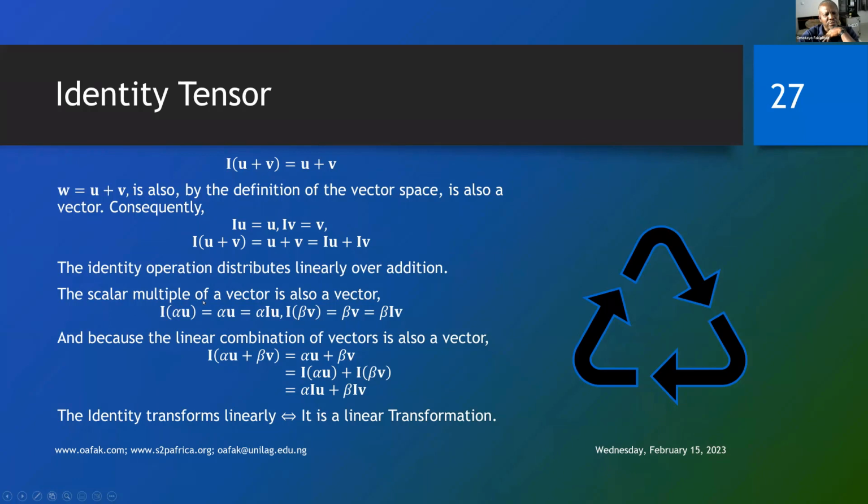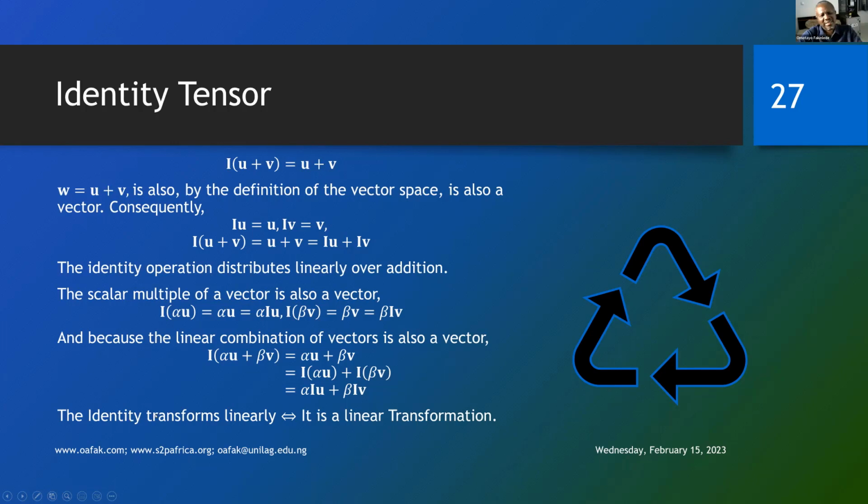The scalar multiple of a vector is also a vector. So I of alpha U is equal to alpha U, which is equal to alpha IU. And I of beta V is equal to that. Because the linear combination of vectors is also a vector, I of alpha U plus beta V is the same thing as this, which is the same thing as I into alpha U plus I into beta V, since I does nothing. So this and this are equal.